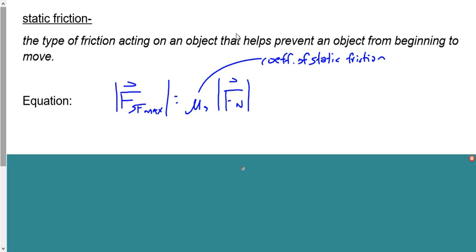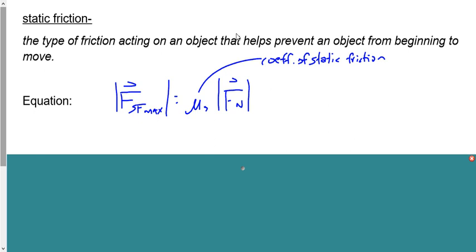Why do we say F_s max rather than F_s? Because the force of static friction is a variable force. It's a stubborn force. It's a pain in the butt force. Kinetic friction can sometimes give us trouble because it resists motion, but at least kinetic friction is what it is. If kinetic friction is 10 newtons, then kinetic friction will always be 10 newtons. If it's 30, then it's always going to be 30 newtons.